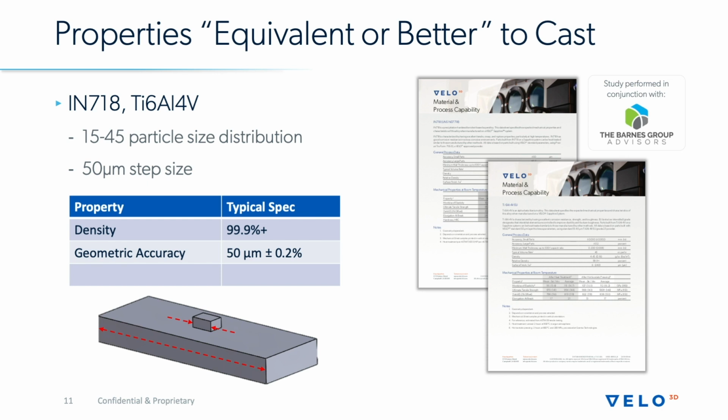Now you've got the overview of how the machine's laid out. Another couple of really high level specs to cover. We have 99.9% density, so some of the enablement you're going to see here is not coming at the expense of density. The general dimensional accuracy spec we have is 50 microns, plus or minus 0.2% of the dimension that you're trying to evaluate.